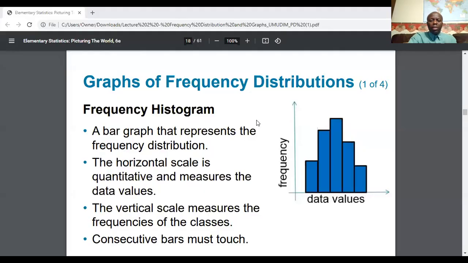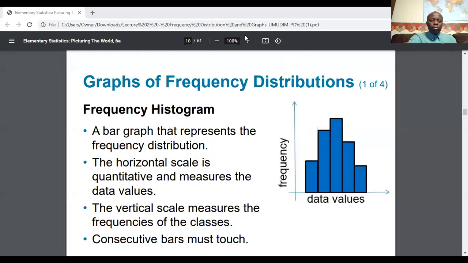Now we have the histogram. In a histogram, if you look at the bars, it's a bar graph where the length of the bars represents the frequency. These are the data values, and the length of each of them represents the frequency. And the bars are close together.